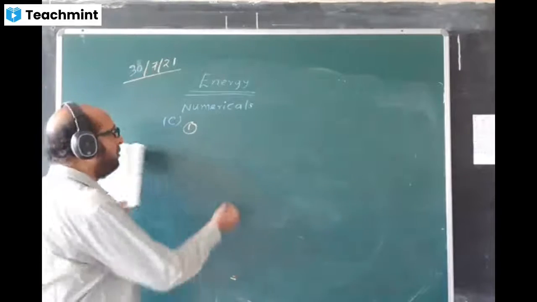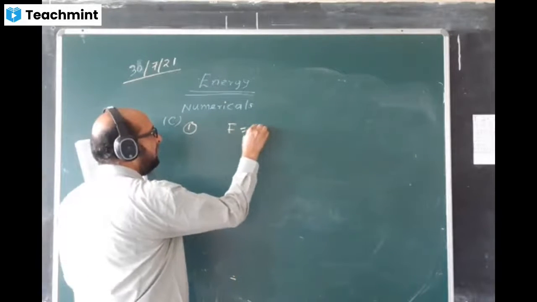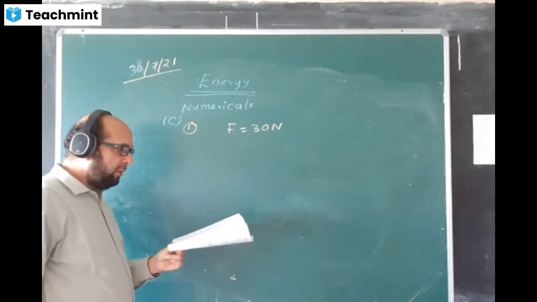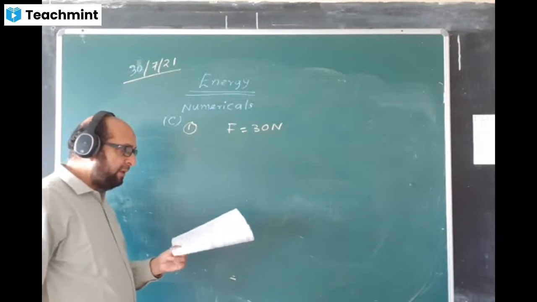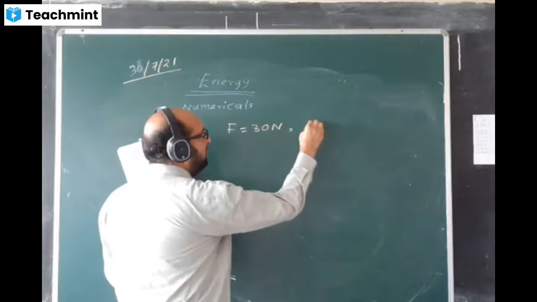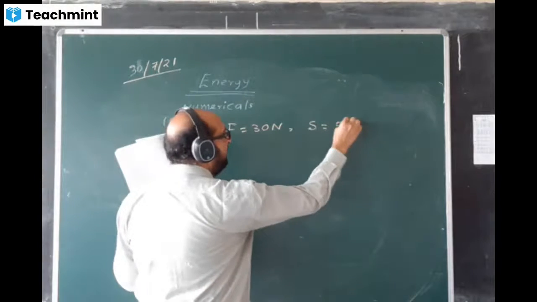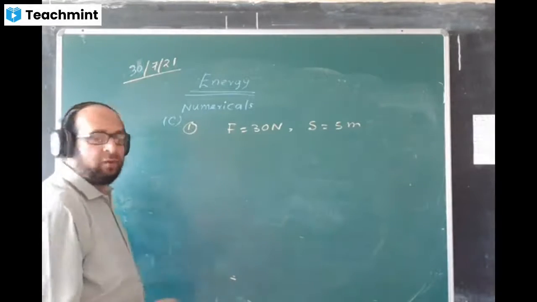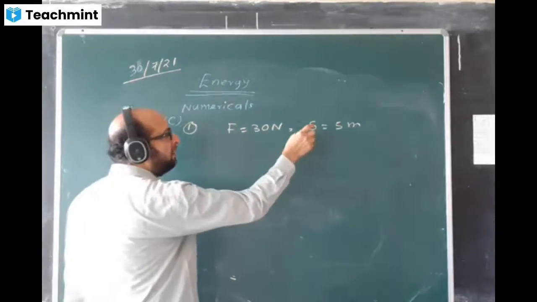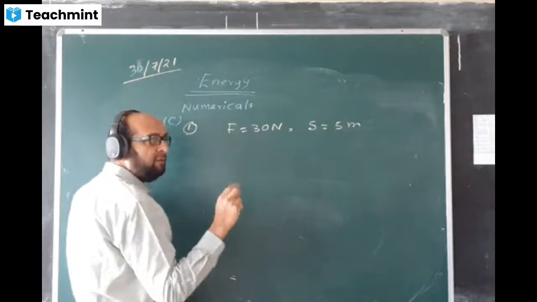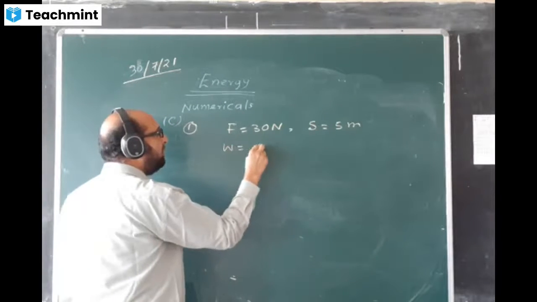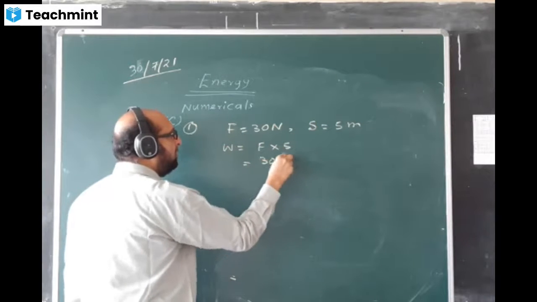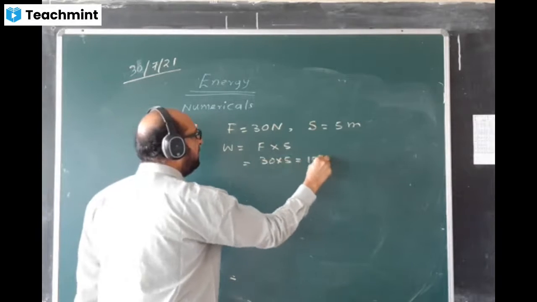A force of 30 newtons. Write the information: F is given, 30 newton, acts on a body and moves it through a distance of 5 meters in the direction of force. That means displacement, denoted by S, is 5 meters. Calculate the work done by the force. We can write displacement either by S or by small d. Any one symbol you can use. We have the formula W equals F into S. Force is 30, displacement is 5, the answer is 150 joule.